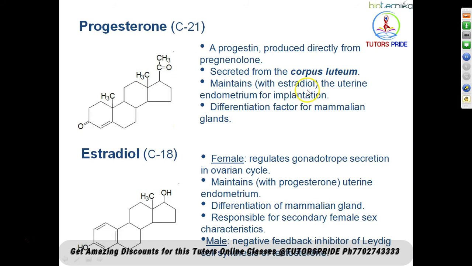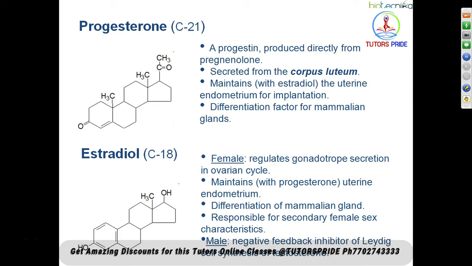Then it will maintain the uterine endometrium for implantation, implantation of your fetus. What happens after a successful intercourse? During the ovulation phase, an ovum is produced in the female. That ovum is fertilized by the sperm. So what is happening? It forms an embryo, and that embryo should be implanted properly on the uterus wall.